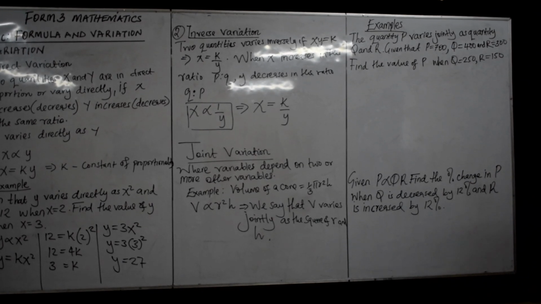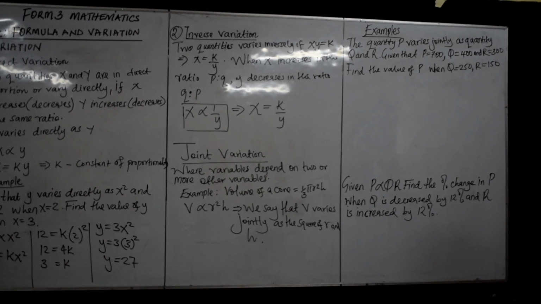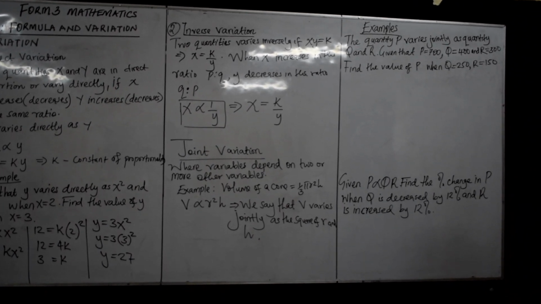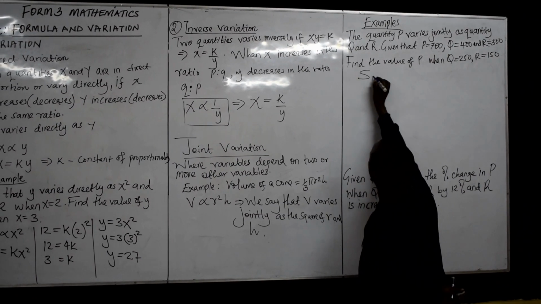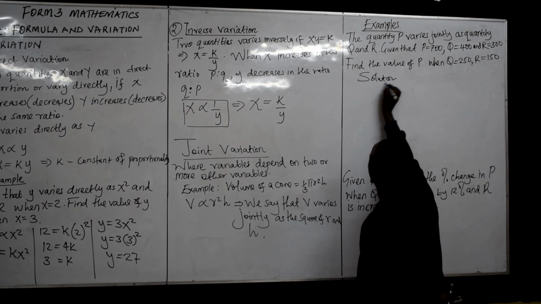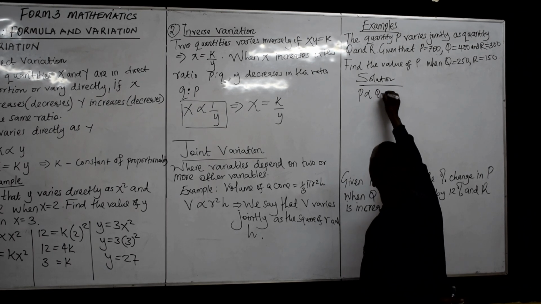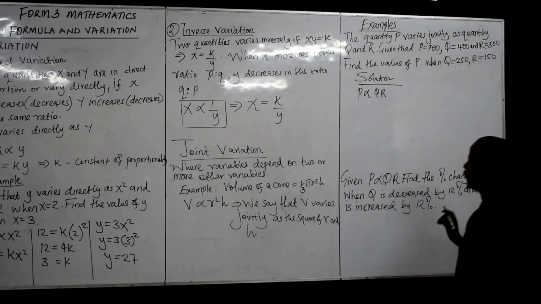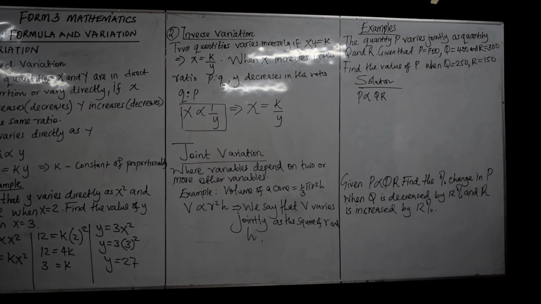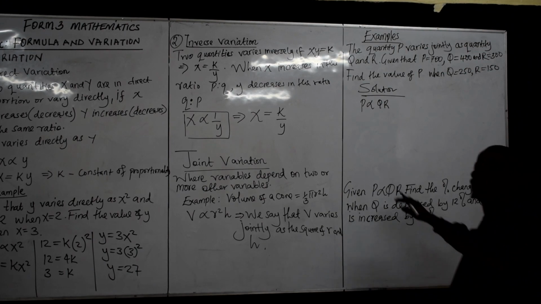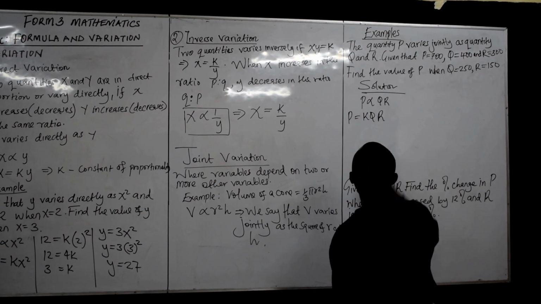So let's see some examples. The quantity p varies jointly as quantities q and r. The statement says p varies jointly as q and r. Therefore, p varies directly as q, and p also varies directly as r. Therefore, p will be equal to k q r.